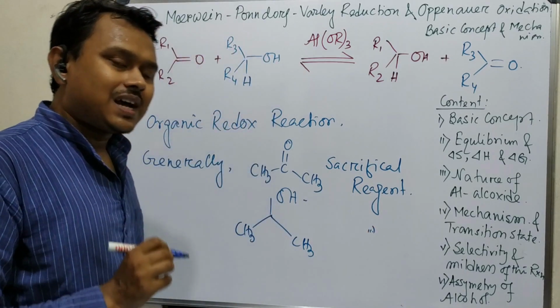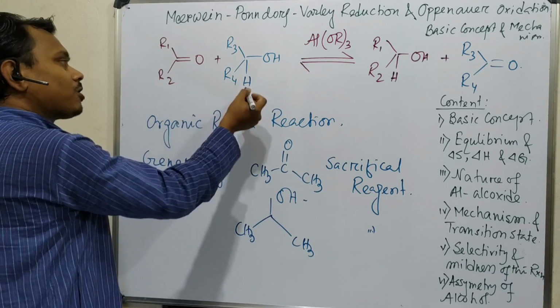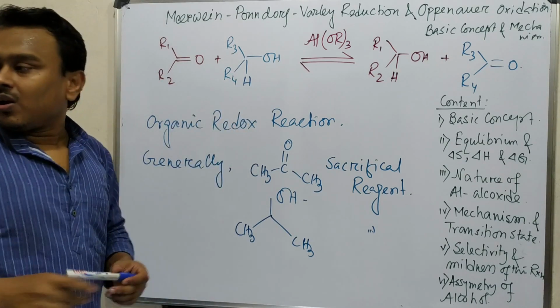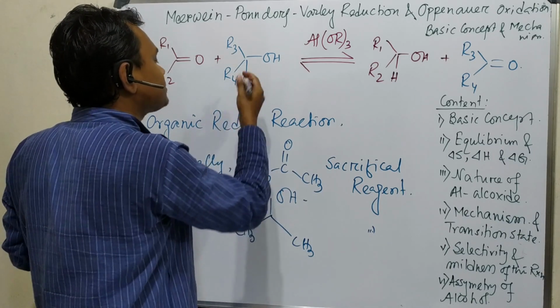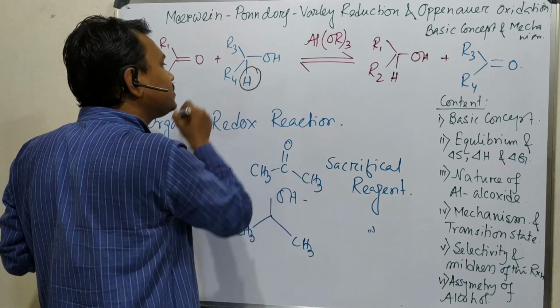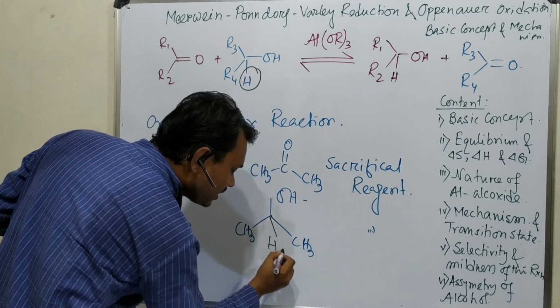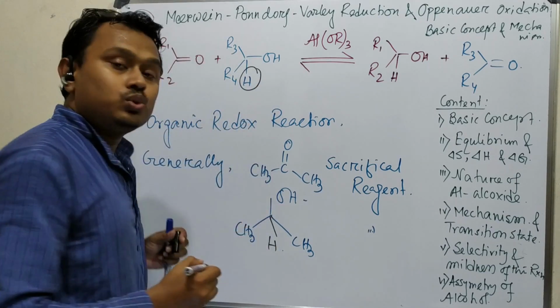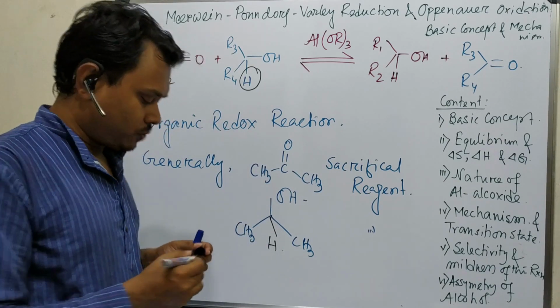Now what is the criterion of a sacrificial reagent? Either it must be a ketone or it must be an alcohol having an alpha hydrogen, meaning the adjacent carbon should have a hydrogen. Here there is a hydrogen. This is 2-propanol. So this is an important thing you have to keep in mind.